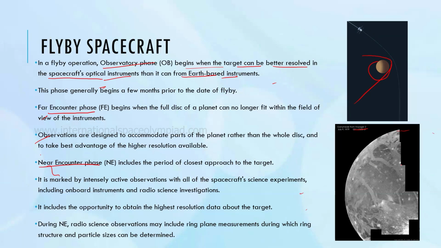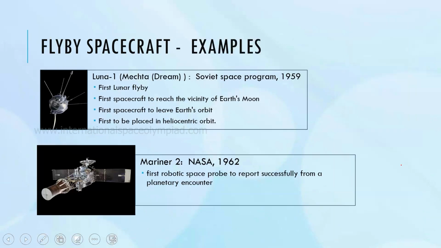Okay, so that is flyby, and some examples of flyby are Luna 1. Okay, it is also known as Mechta in Russian, and the meaning is actually dream. Okay, so that is the first lunar flyby. So it is the first spacecraft to fly by a body other than Earth. It is the first spacecraft to reach the vicinity of Earth's moon, the first spacecraft to leave Earth's orbit, and the first spacecraft to be placed in a heliocentric orbit. This is what I said as the heliocentric orbit.